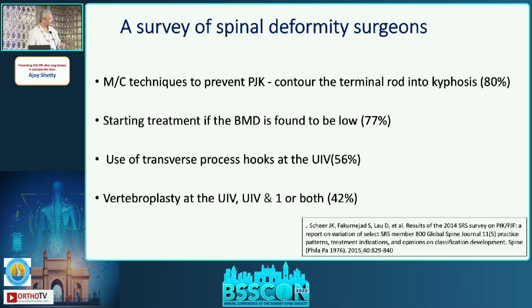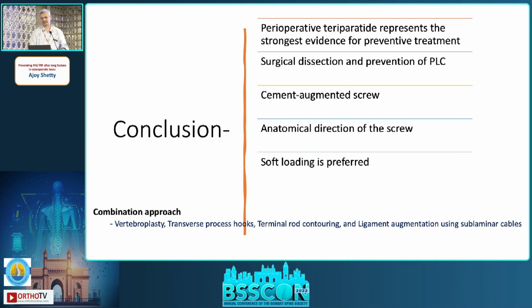Therefore, a survey of deformity surgeons showed that what is important is the terminal rod into kyphosis. If the BMD is very low, use transverse process hooks at the top, plus or minus vertebroplasty, one level above and including the upper end of the fixations.